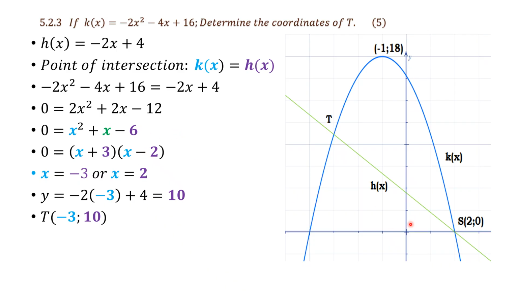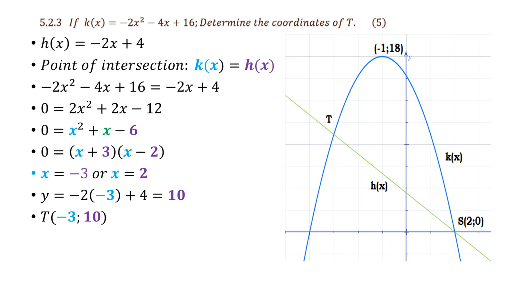If we look at the graph, positive 2 is the x-coordinate of S. Therefore, T will be minus 3. So to get the y value, I can substitute minus 3 into either of these two equations. We always go into the shorter equation. That just makes sure we make fewer errors. So minus 2 times minus 3 plus 4: negative 3 times negative 2 gives me positive 6. 6 plus 4 would then give me 10. So the coordinates of T are minus 3 and 10.